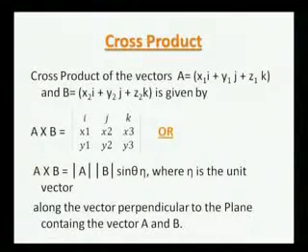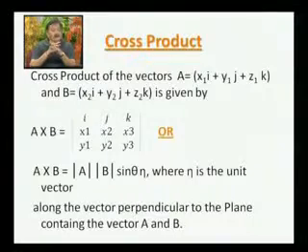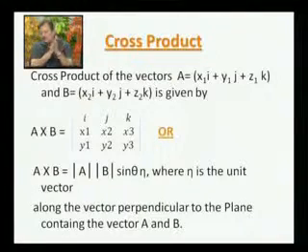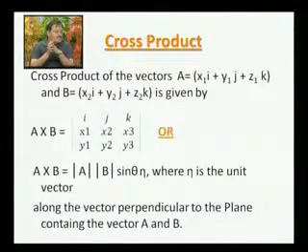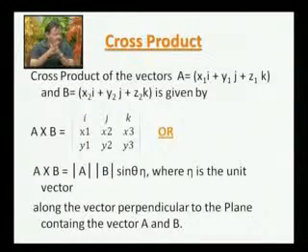Now the cross product. These cross products again involve a determinant, and I hope that you know how to find the value of a determinant. The cross product between two vectors is defined as A cross B is equal to the determinant with rows i j k, x1 x2 x3, y1 y2 y3. Look at the screen.